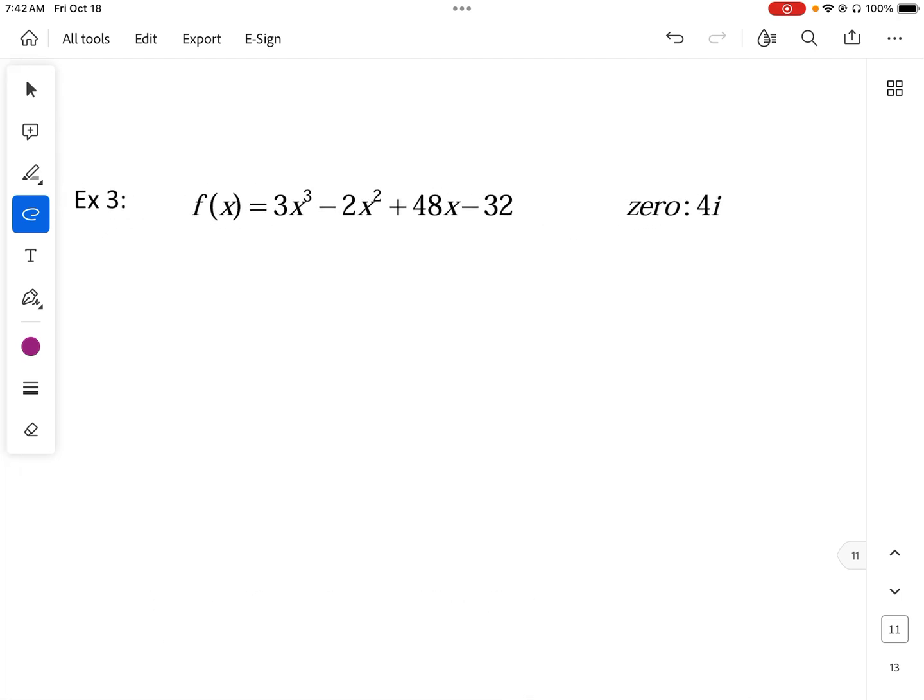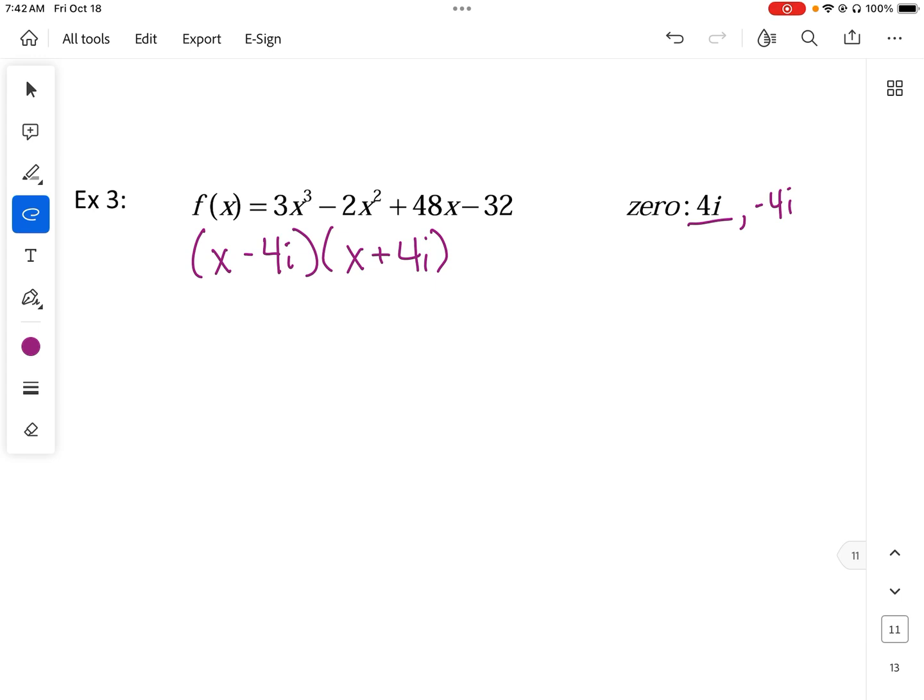All right, so now we're given the function and we're given one of the zeros, which really we're given both of them because we know the conjugate. So we know that x minus 4i and x plus 4i are the zeros. We have to find the rest of the zeros. And so there are 3 of them. So we have 2 of them. We need to find the third one.